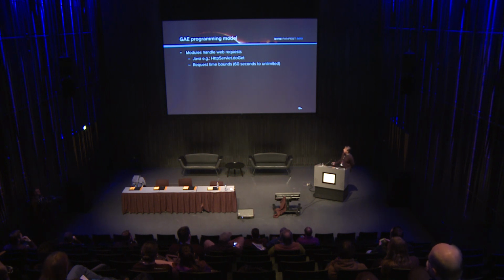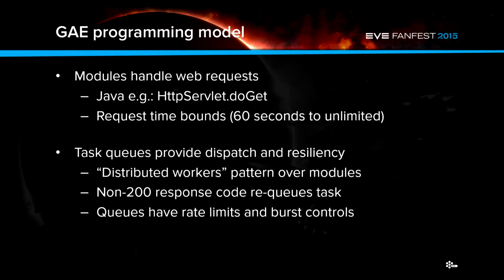So you write a bunch of modules, and then you glue them together with task queues. Task queues are a way to provide dispatch and resiliency, and as I said before, it's a way to implement the distributed workers pattern. So the idea is you want to do something periodically.